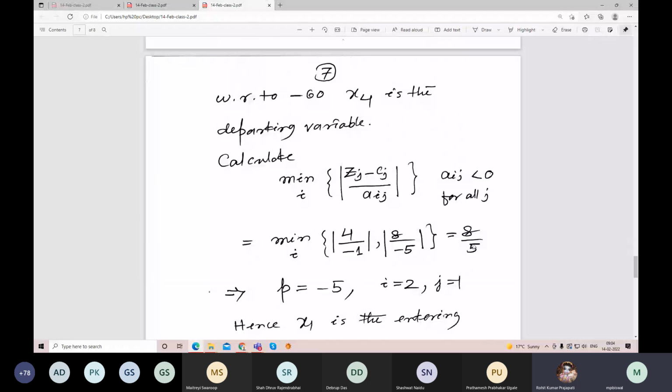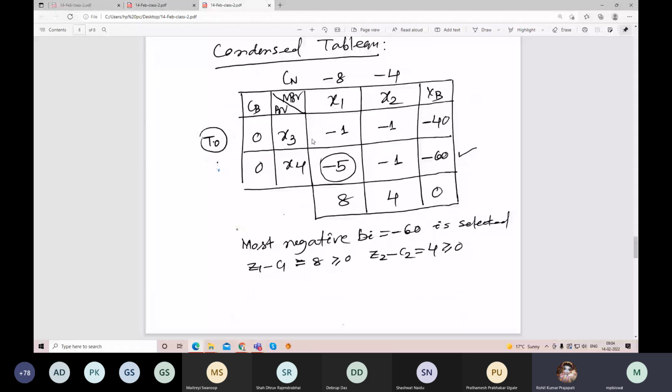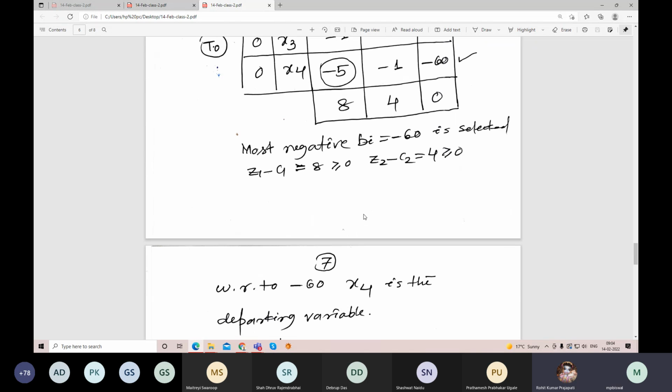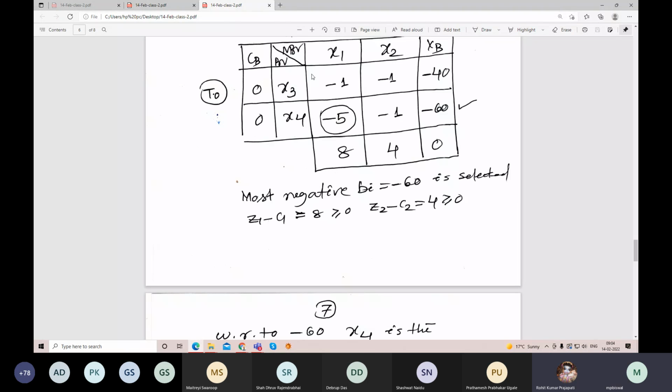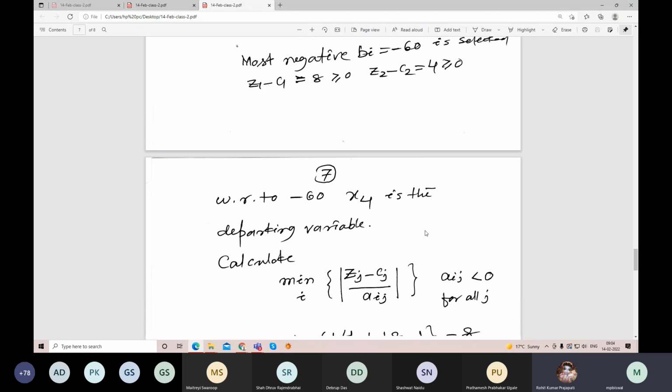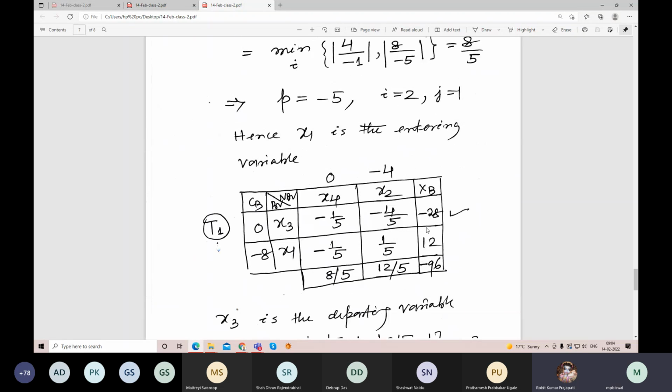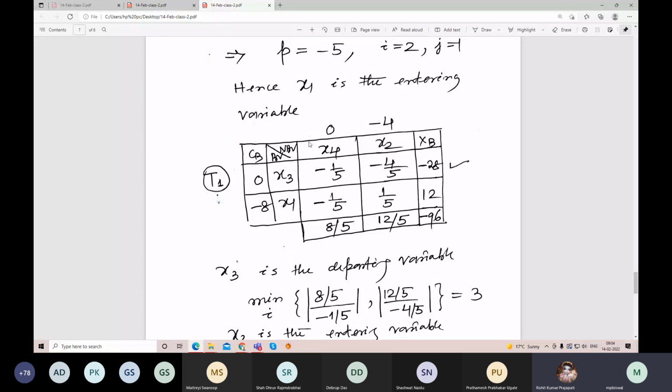This 8 by 5 is coming with respect to which element? The minus 5. So that becomes our key element, and the key element is negative. Earlier the key element was positive, now the key element is negative. So x4 is the leaving, departing variable and x1 is the entering variable. So the new table is like this. I have declared x1 the entering variable and x4 the departing variable.